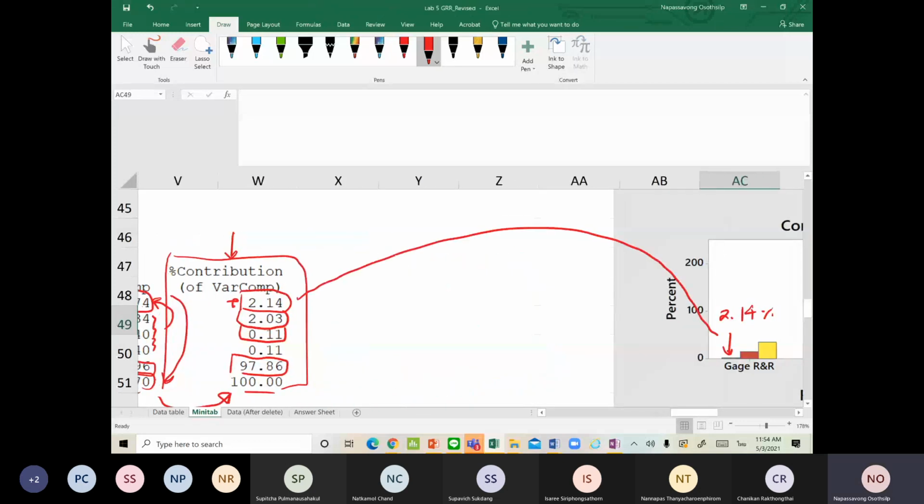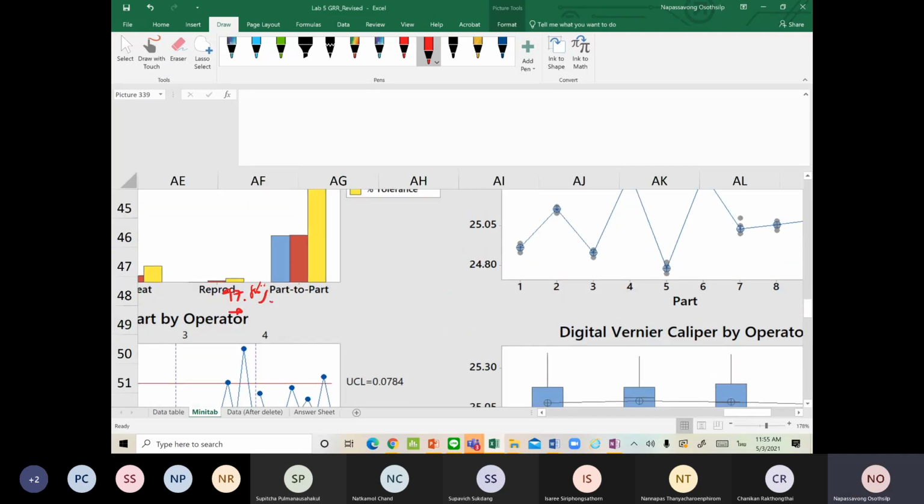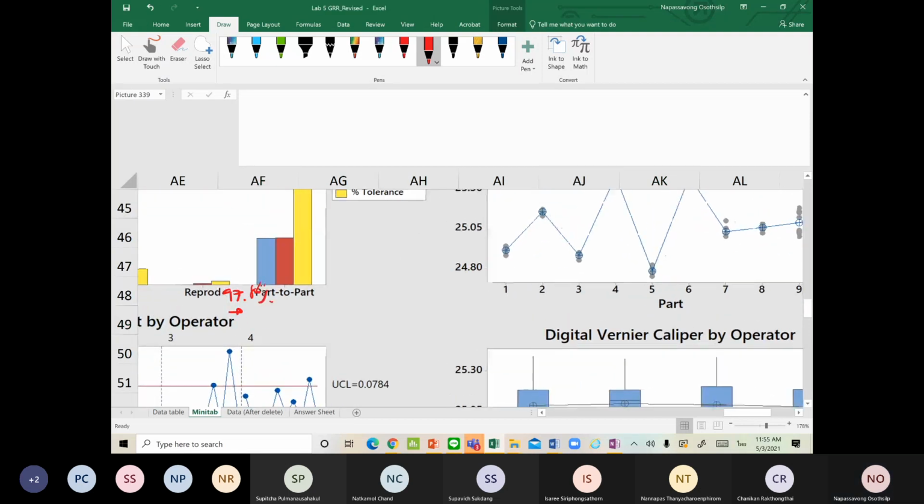So this number is here, 98, 97, and 0.86 is here. You follow that? Okay, come back.